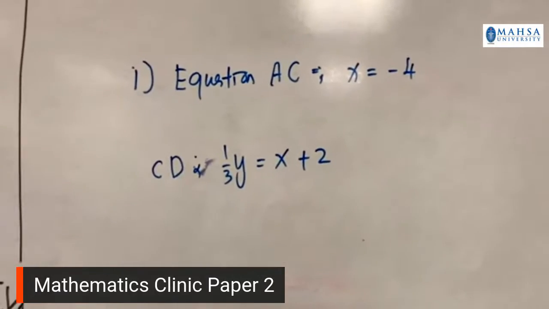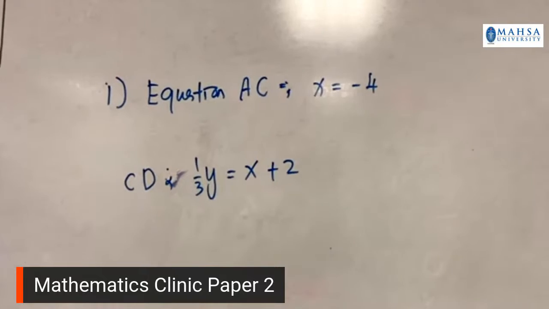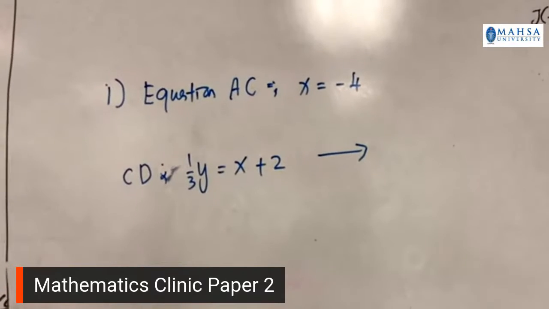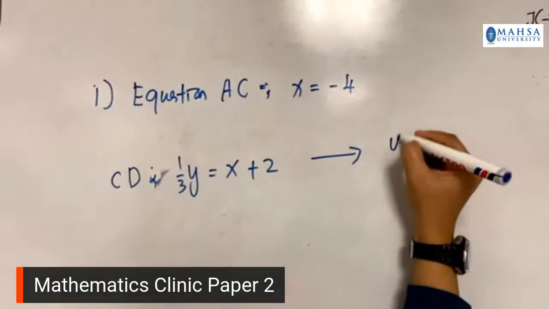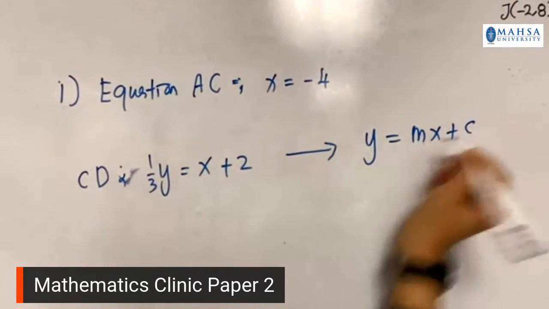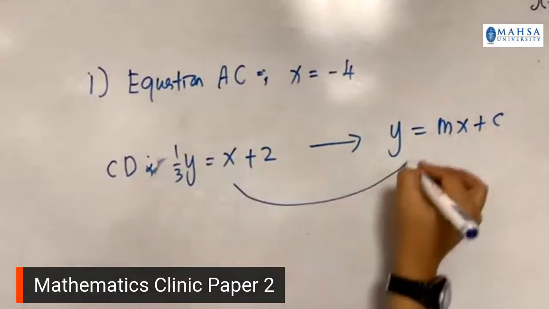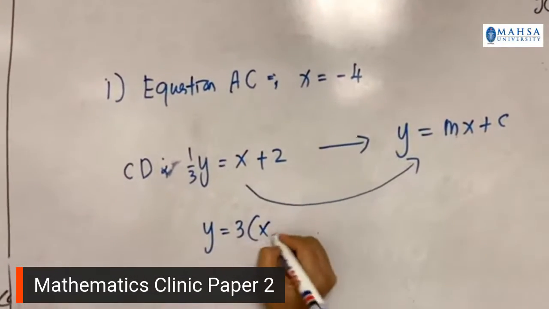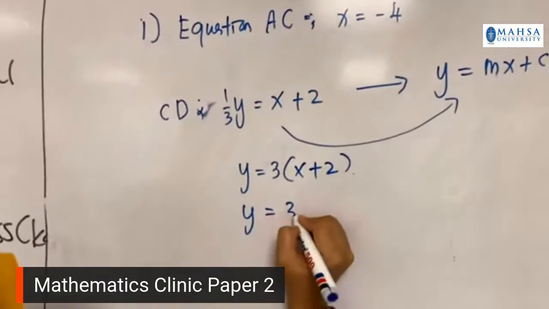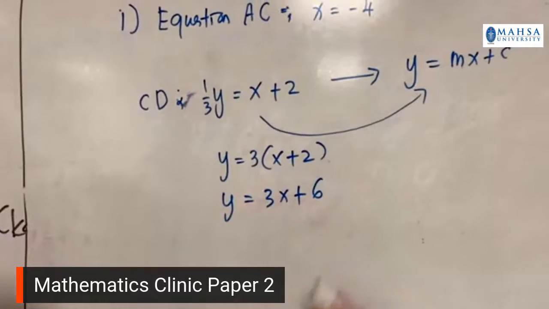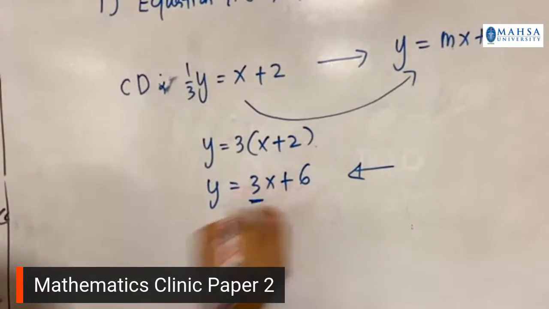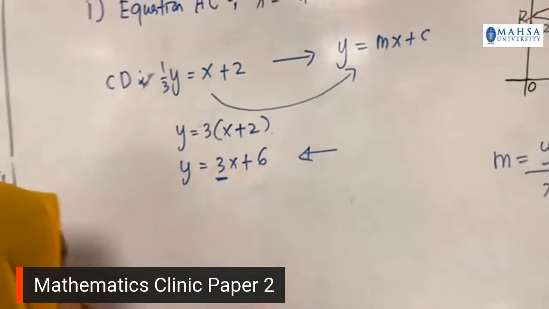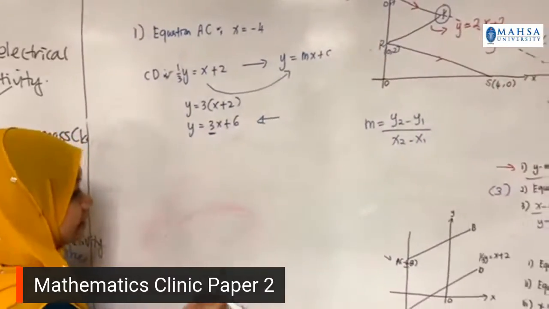For the equation of CD, if we want to identify the M value, we must go back to the general equation of a straight line in slope-intercept form, which is y equal to mx plus c, meaning that you need to rearrange this. So y equal to 3x plus 6, meaning that from this equation you can identify your M. And then automatically you can get the M value for line AB.